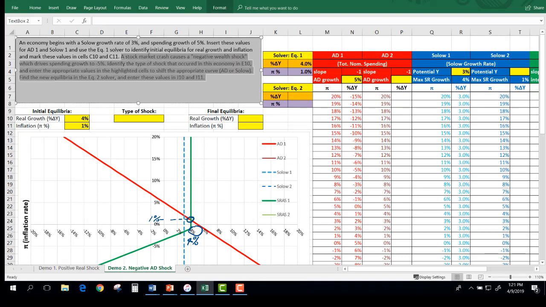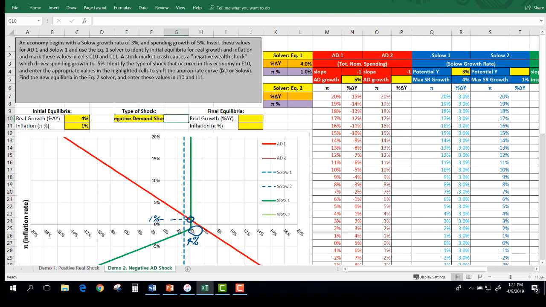A stock market crash causes a negative wealth shock, which drives spending growth to minus 5%. So spending growth is going to fall and it's going to go negative. So let's go to the type of shock. What kind of shock is that? We know it's negative, right? Is it real? Because things are going down. Is it a real shock or a demand shock? Well, it says spending growth, right? AD, aggregate demand, is total spending. So that's going to be a negative demand shock.